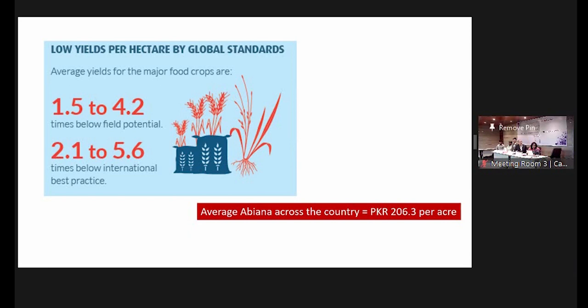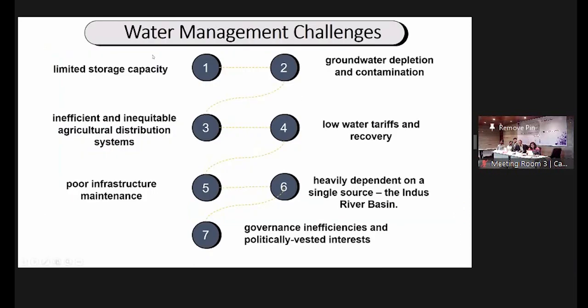One of the significant reasons is water pricing. Here you can see the term Abiana. This is the water pricing in Pakistan, which is very low, around $1 or less than $1 per acre, which the farmers have to pay to use the water. So when it is priced low, it's not used as efficiently as it should be. Along with that, we have water management challenges as well.